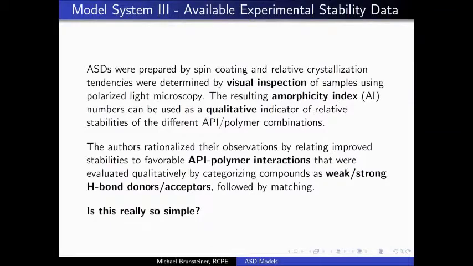What people in the literature have done, mostly the pharmacists, is that they did MD simulations, calculated the energetic interactions between the polymer and the API, and they conclude that if this is a good interaction, if it's favorable energy, then this is going to be a good match and it's going to be stable. But the question is whether this is really so simple.